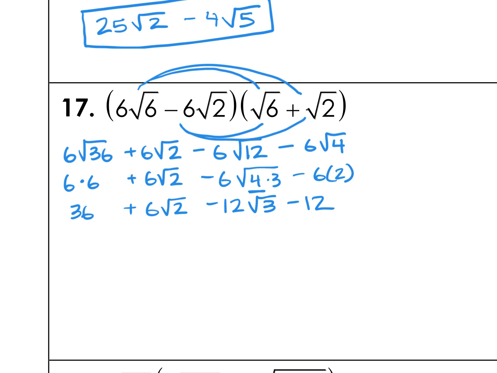Did I do something wrong here? Oh, I did. This one right here is 6 root 12. So hopefully you fix that. Well, then I can just see that these are the same. Then I could have probably canceled it up there. But these cancel, so 36 minus 12 is 24.